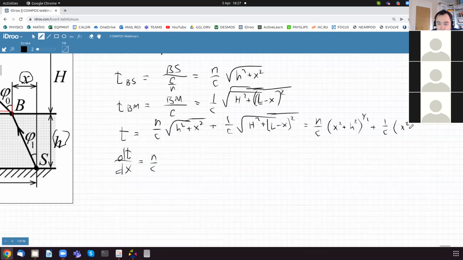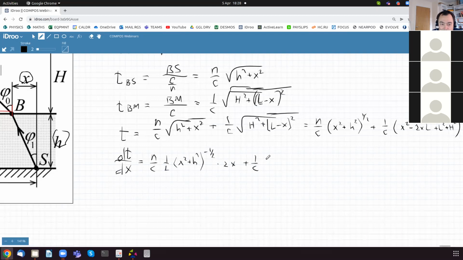So it's going to be x squared minus 2xL plus L squared plus H squared, and everything to the power of half. So differentiating that, I use the chain rule. So it's going to be a half, x squared plus h squared to the power minus half, and multiplied by the derivative of the inside function, so multiplied by 2x. Next, I'm going to do plus 1 over c.